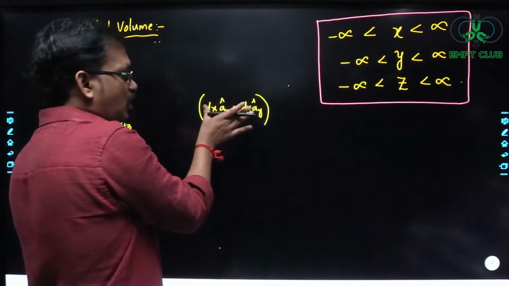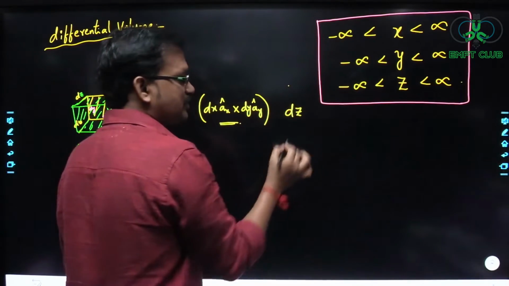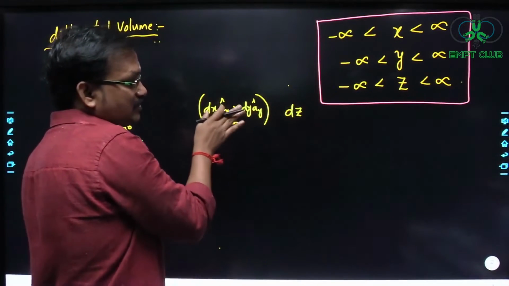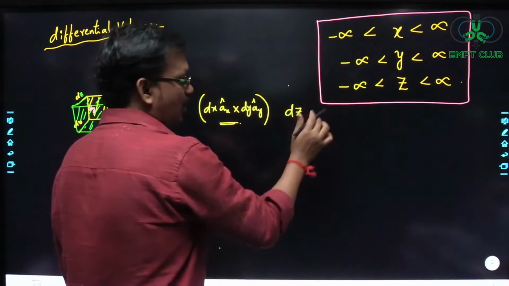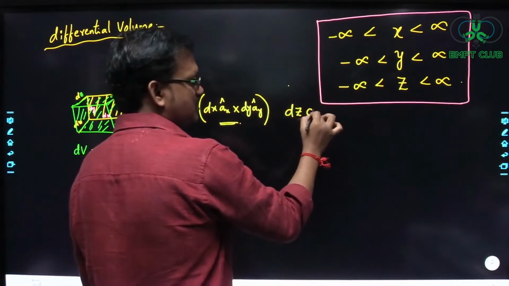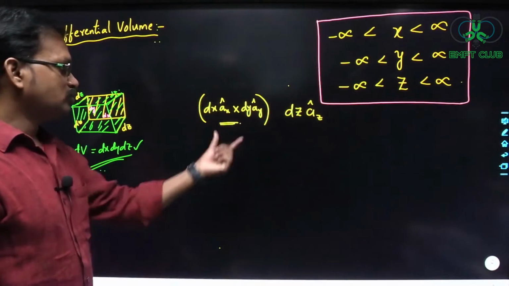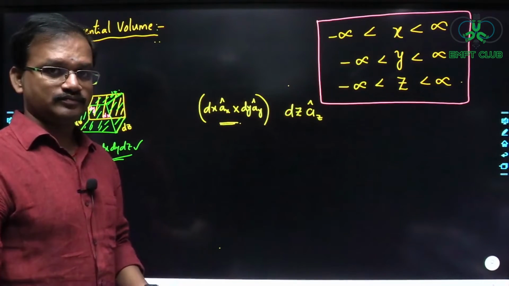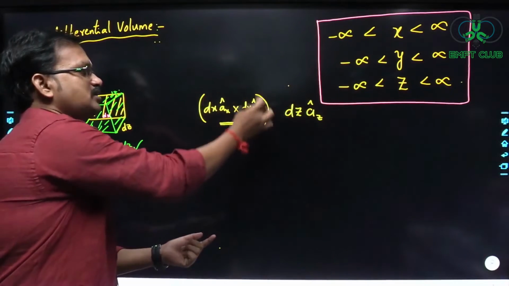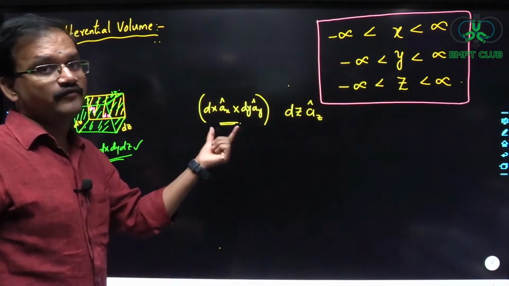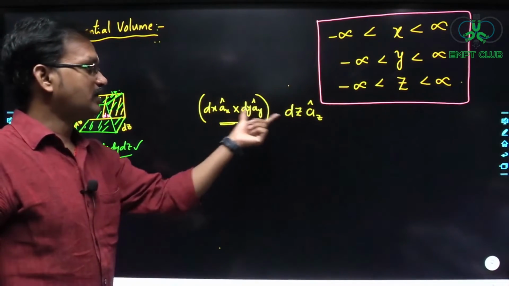Understood? So that means you have to multiply this surface with dz. You have extended this surface along z direction by dz units. That is along which direction here? Az cap direction. That is dz into az cap. Understood? Now this is a vector, and this is also a vector. The resultant of dx ax cap cross dy ay cap is nothing but a vector quantity, and this is also a vector quantity. Now you have to multiply these two.